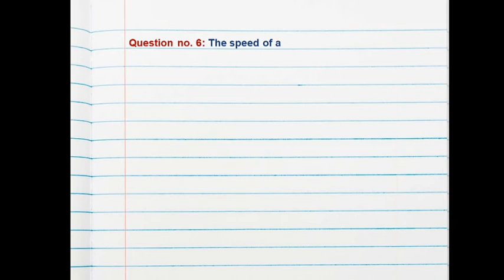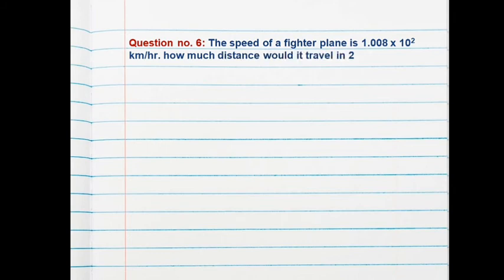The speed of a fighter plane is 1.008 into 10 raised to the power 2 km per hour. How much distance would it travel in 2 hours? Okay, so what is given, the speed of a fighter plane is 1.008 into 10 raised to the power 2 km per hour, means the fighter plane is covering a distance of 1.008 into 10 raised to the power 2 in 1 hour. So how much will it travel in 2 hours? For that we will multiply this number with 2 to find out how much distance it will cover in 2 hours. So the solution.